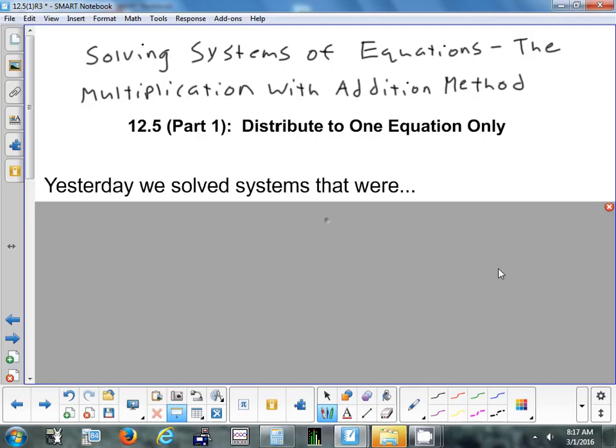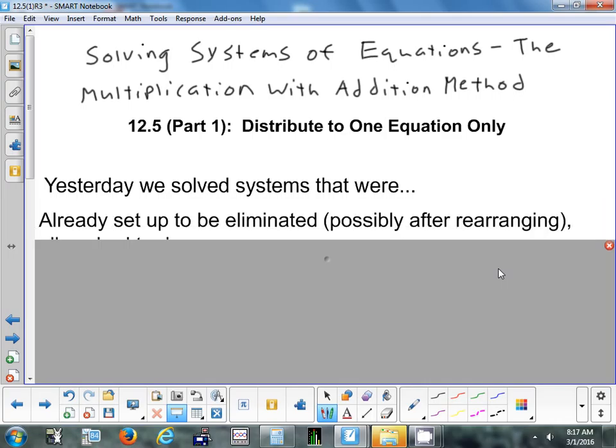Did we really have to do anything to them? What do you think, Gage? Do we have to do anything to them? No. All right, explain that. Well, we didn't really have to do a massive problem just to figure it out. Yeah, we didn't have to do any multiplication or anything like that. They were already set up for us, right? One was already positive, one was already negative, same number, same sign. It had all that stuff, so everything was all set up.